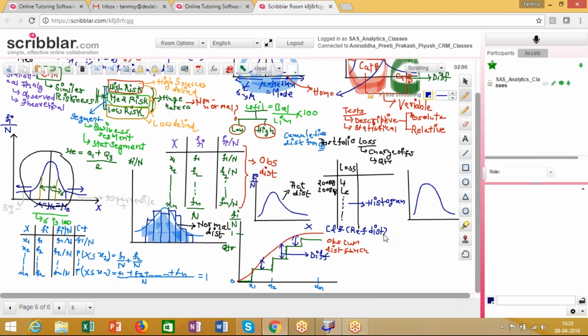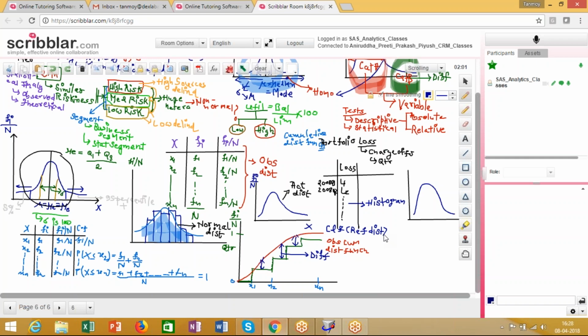And as far as the cumulative distribution function of the observed distribution is concerned, the difference between these two distributions is found out. So what is the difference between the observed cumulative distribution function and the CDF of the normal distribution? If that difference is found to be significant, then we'll say that this observed distribution does not follow a normal distribution.